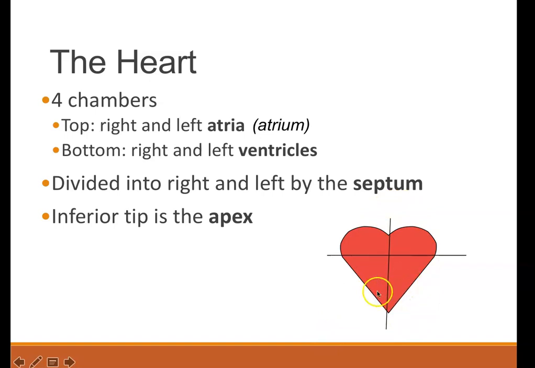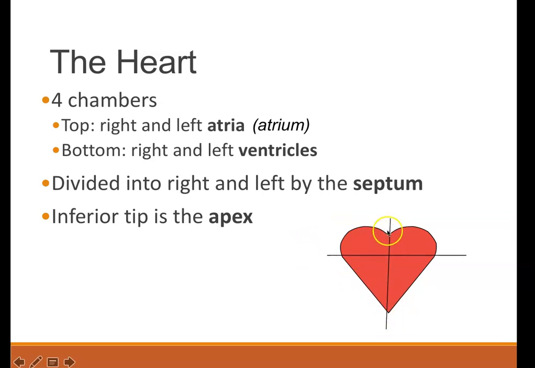The way I remember ventricles are on the bottom is because the bottom of the heart is where the tip is, and it's kind of shaped like a V. So the ventricles are the part of the heart that's shaped like a V. You also might just remember it in sort of alphabetical order. A comes before V in the alphabet, so A is on top, the atria are on top, and the ventricles are on the bottom. The heart is also divided into right and left halves.